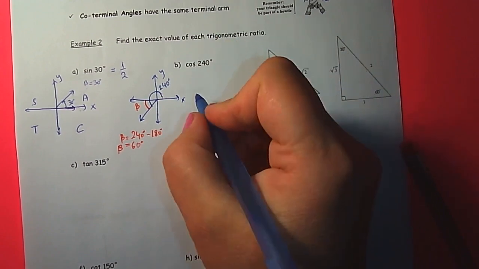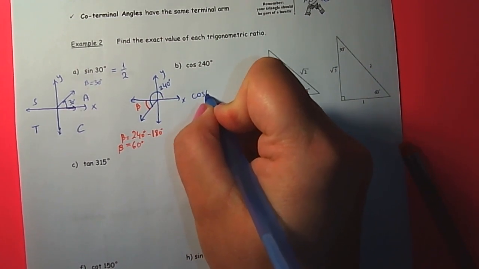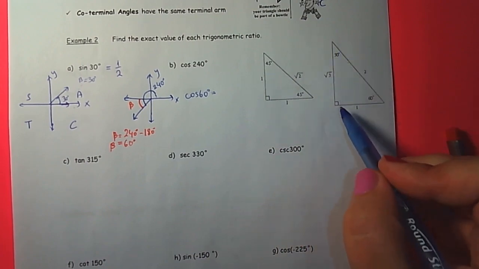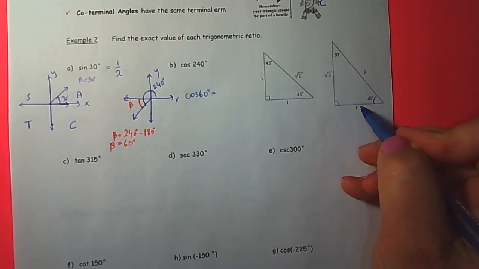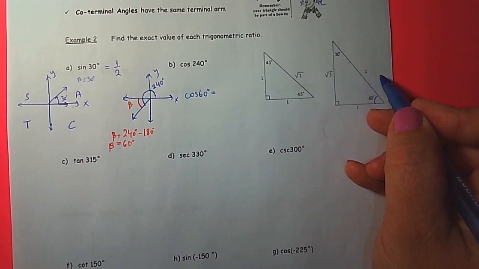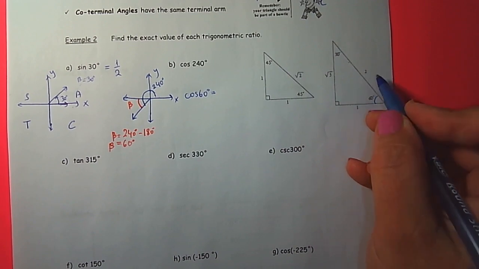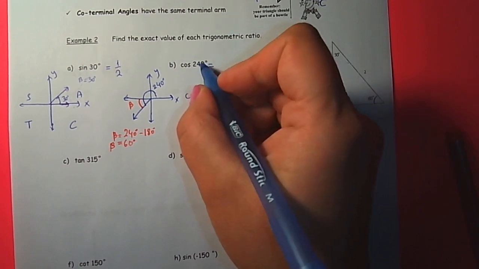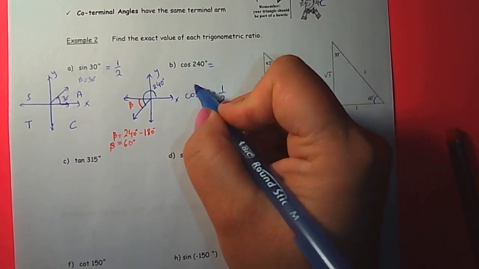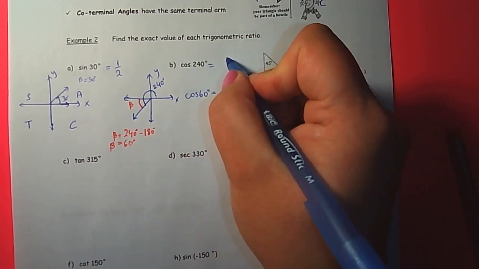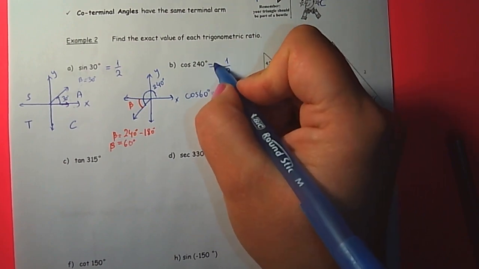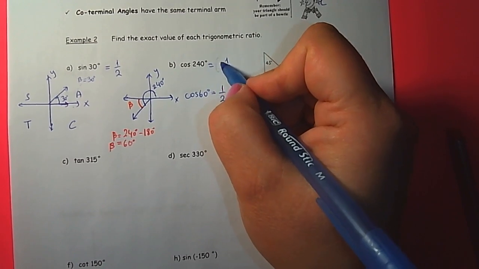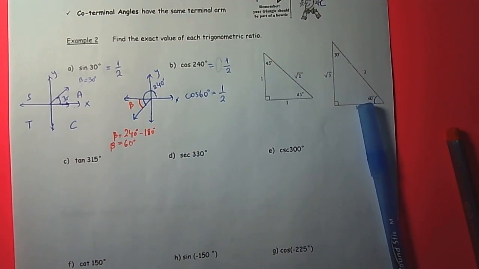Okay, so first we're going to write cosine 60. Cosine 60 using the special triangle is adjacent over hypotenuse. So that gives us 1 over 2. I know that cosine 240 and cosine 60 will have the same number, but I need to decide if I need to put a negative sign here, if this is going to be negative or positive.